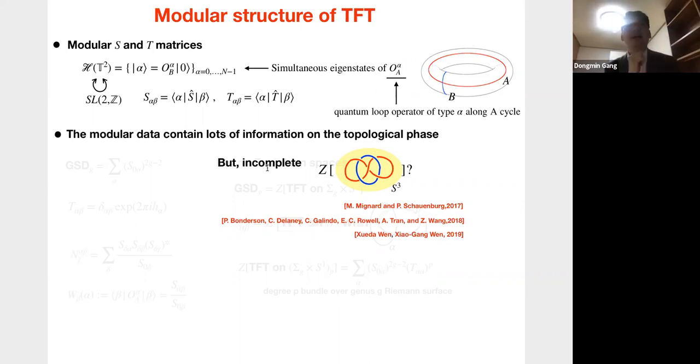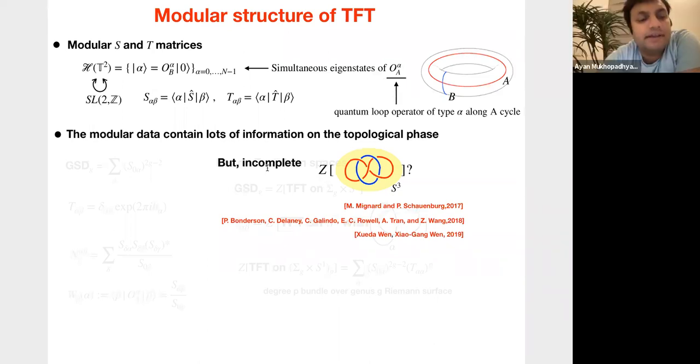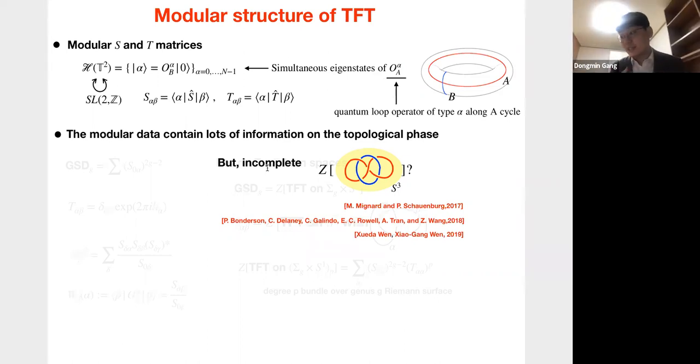To specify the topological field theory, we specify the S and T modular data, and there is additional data to specify. There is a certain pair of topological field theories which have the same S and T matrices but different other data. Okay, I see. So specifying the modular data does not uniquely determine the topological field theory, because there could be different topological theories with the same modular data. Yeah, so it is incomplete, but it contains a lot of information.